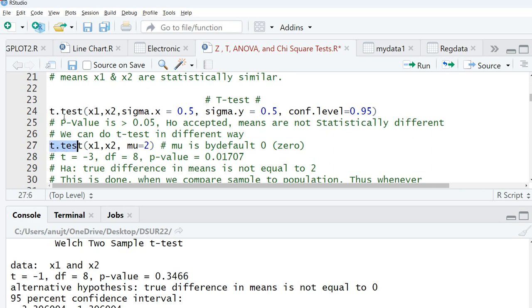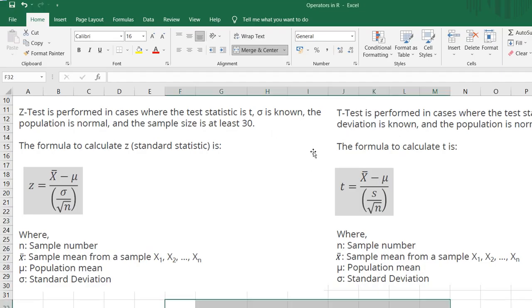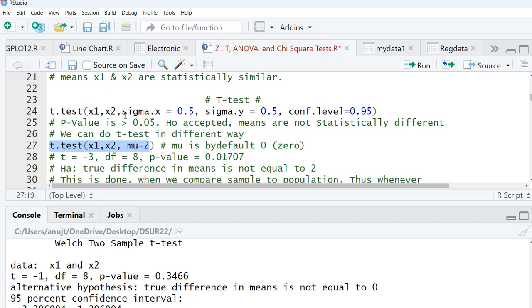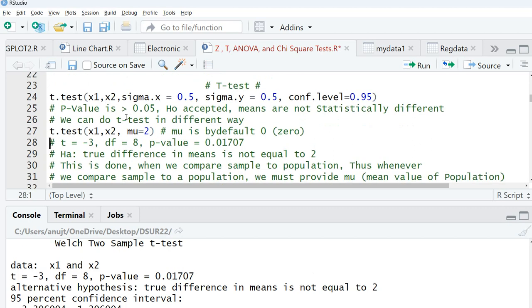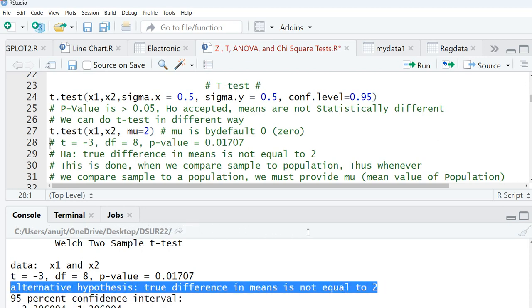How? t.test(x1, x2, mu=2). By default mu is 0. Okay, now what is this mu? Mu is the population mean. So this time I'm providing mu equal to 2. So if I run this, now here we can see the alternative hypothesis: true difference in means is not equal to 2. Now it is not saying 0 because I have provided mu equal to 2.